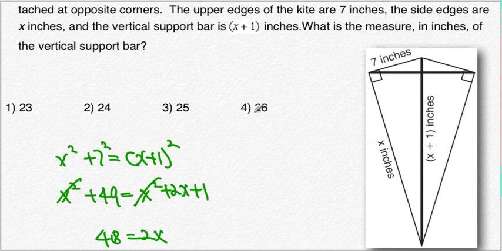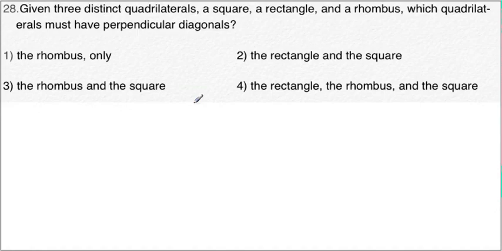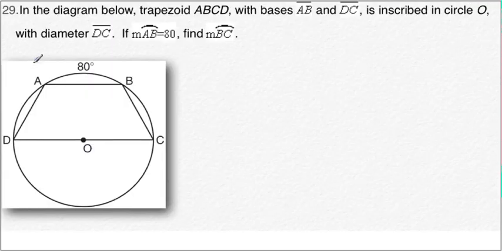Since x equals 24, the vertical support bar would be 1 more than x, so we end up getting 25 as our answer. Number 28. Perpendicular diagonals are a property of a rhombus. The square is in fact a special rhombus anyway, so we're looking at rhombus and square, which is choice number 3. Let's look at number 29. Now, here we have trapezoid ABCD.